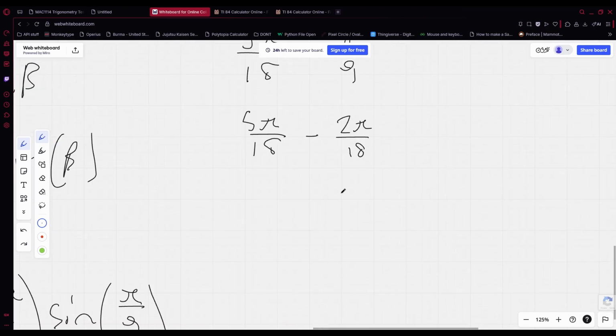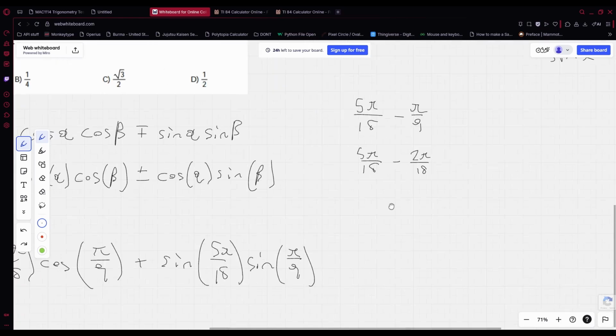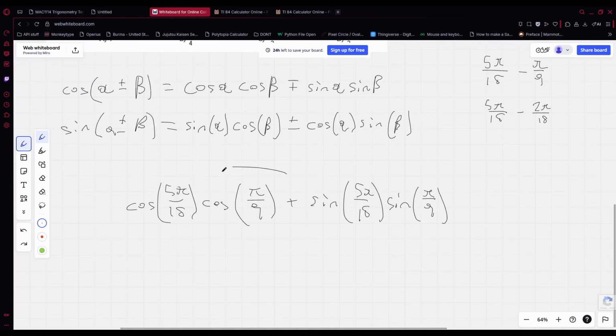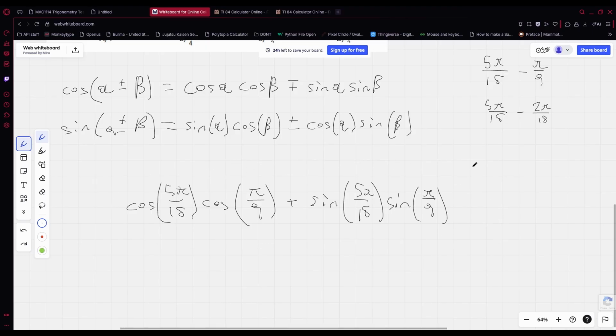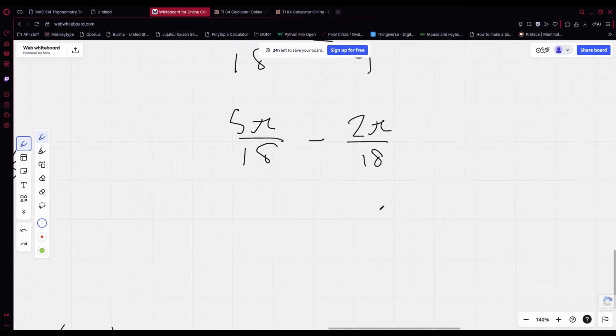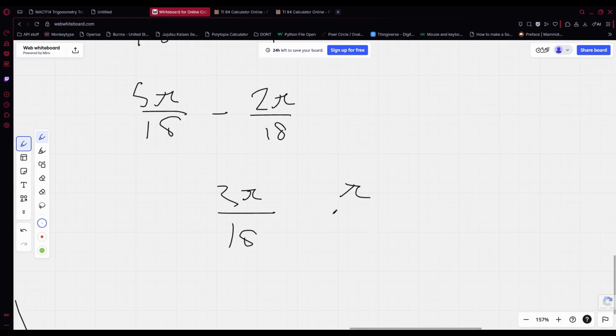Okay, I looked into it just now. And I learned that I am overthinking it way too much. And the fact is, none of this is necessary. It will get you the right answer, don't get me wrong. But 5 pi over 18 minus 2 pi over 18 is 3 pi over 18. That is pi over 6.